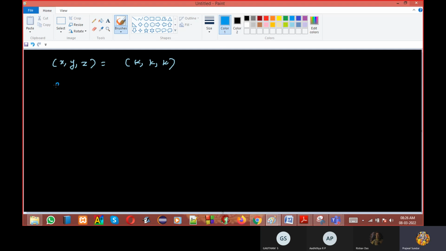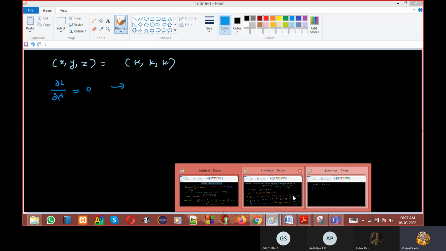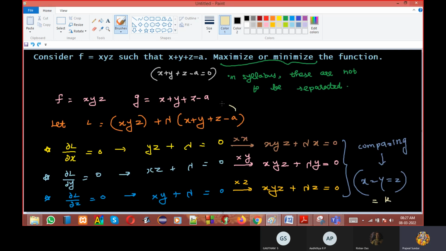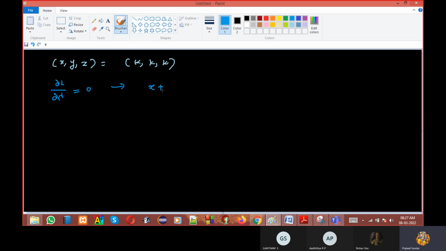Now the fourth condition is what? ∂L/∂λ = 0. Meaning you differentiate with respect to λ, this part becomes a constant, and this part will come: x + y + z - a = 0. Meaning the same condition will come back. You can directly substitute the condition. Okay, condition given. So now substitute the condition.